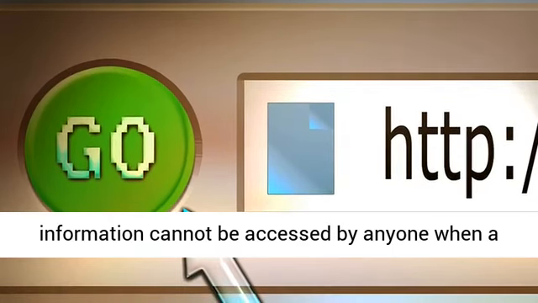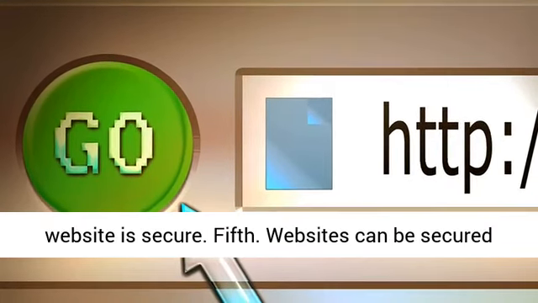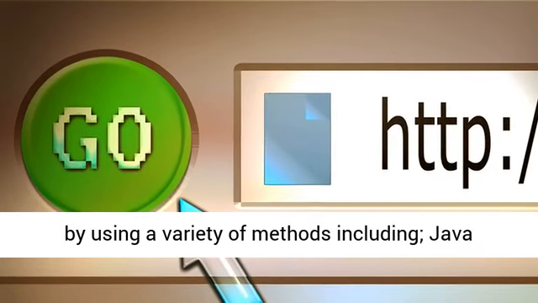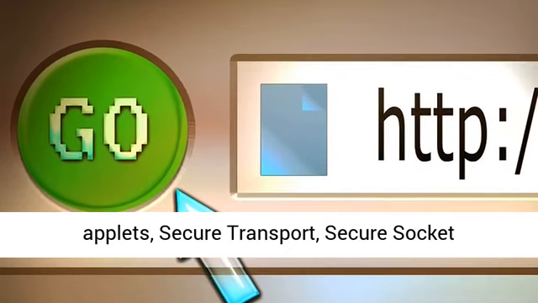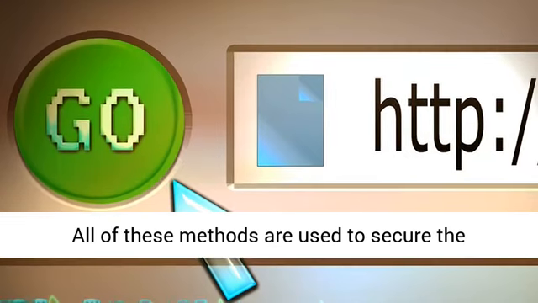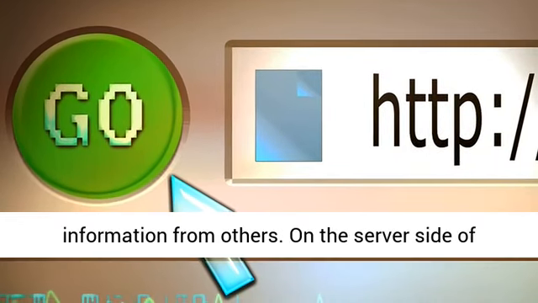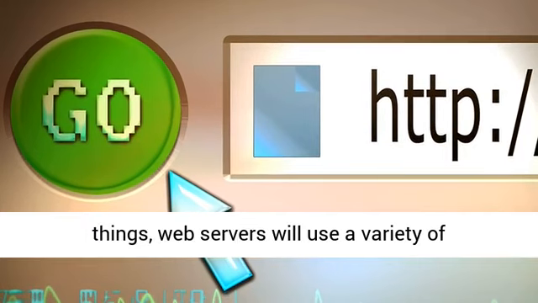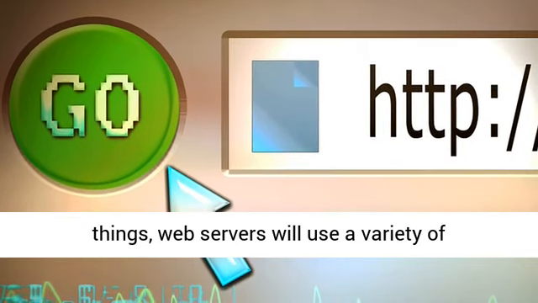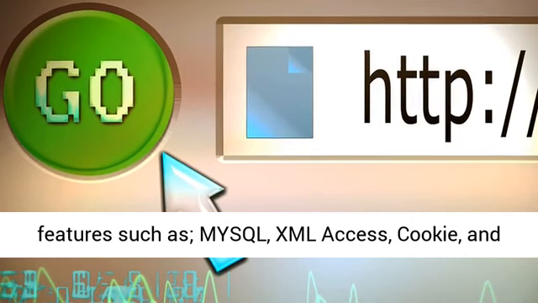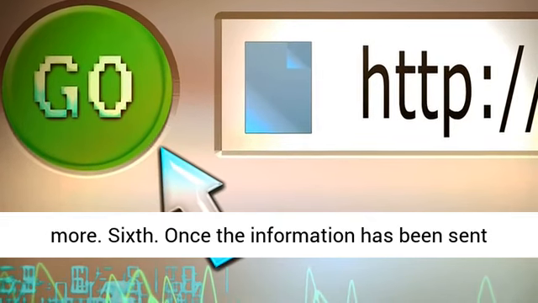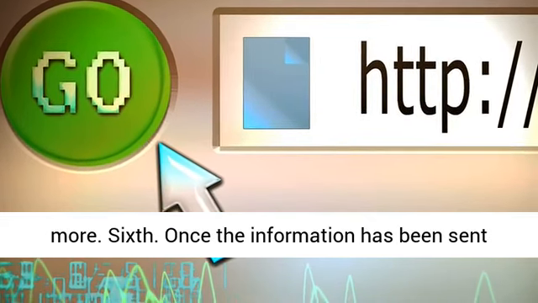Fifth, websites can be secured by using a variety of methods, including Java applets, secure transport, secure socket layer, SSL, digital certificate, HTTPS, and more. All of these methods are used to secure the information from others. On the server side of things, web servers will use a variety of protocols and systems such as JSP, ASP, PHP, and more. These will also need to support other features such as MySQL, XML access, cookies, and more.